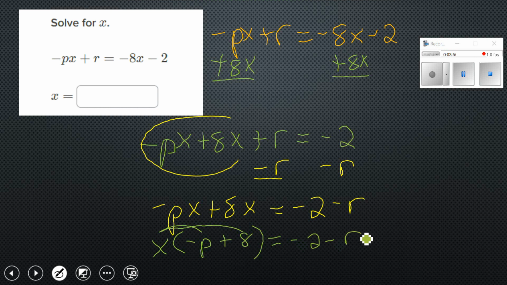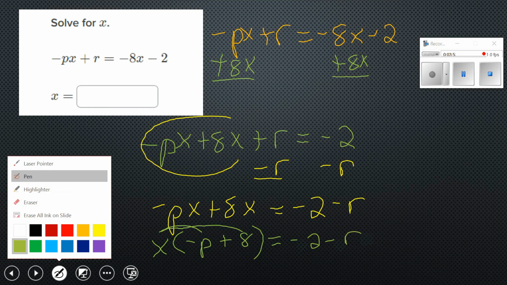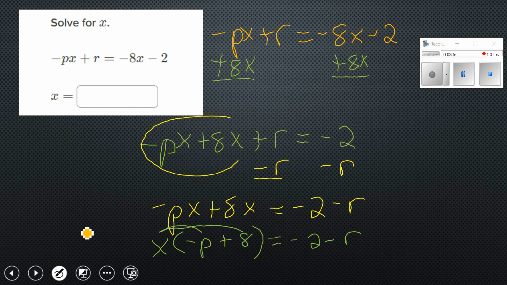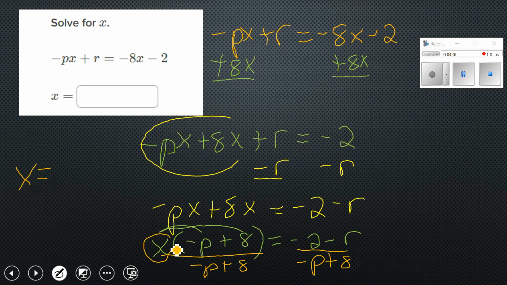Okay, and then our last step here is to get x by itself. And of course, this is multiplication. So we're going to divide by negative p plus 8 on both sides. And what we have is our solution. So I'll write it over here to the left side. So x, see the x sitting there, is equal to the right side, of course, because this cancels out. So we have negative 2 minus r over negative p plus 8.